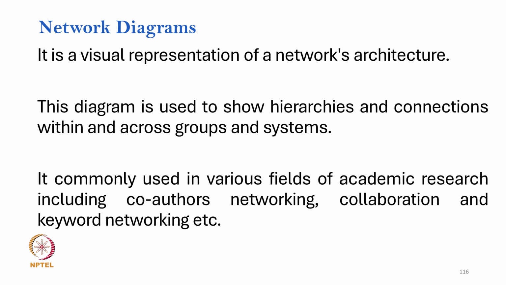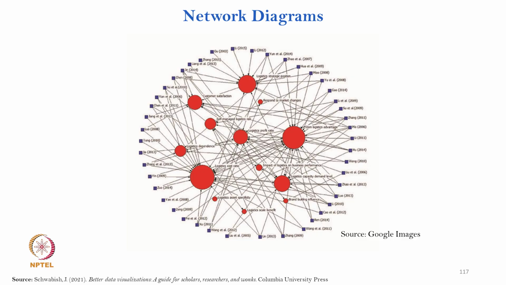Network diagrams. A network diagram is a visual representation of network architectures. These diagrams are used to show the hierarchies and connections within and across groups and systems. And these are commonly used in various fields of academic research, including co-authorship networks, collaborations, keyword networks, etc. Here is an example. You can see the network relationship among the evolutions, indices, and scholars about the importance of logistics and enterprise success.